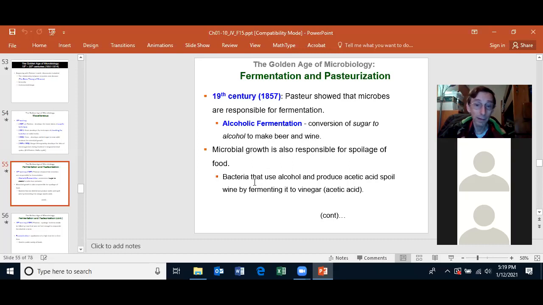What happened was that bacteria metabolize the alcohol and produce acetic acid, which would spoil the beer and the wine because it ferments the alcohol into vinegar, or acetic acid. Any question about any of that? If you've ever drank an old bottle of open wine, you notice that it's very tart, very sour. That's because some of the alcohol has been converted into acetic acid, and that was spoiling the beer and the wine.